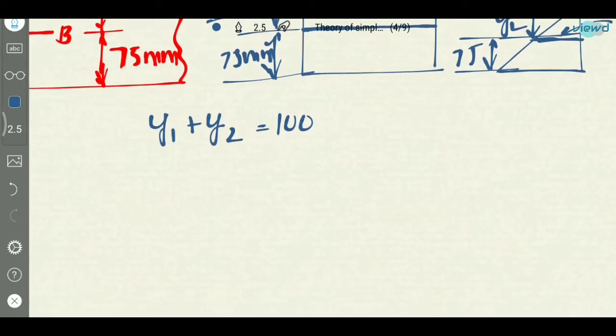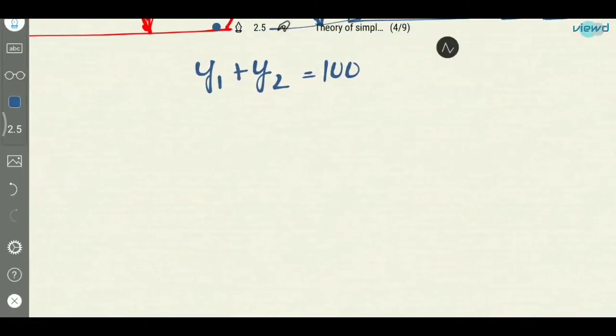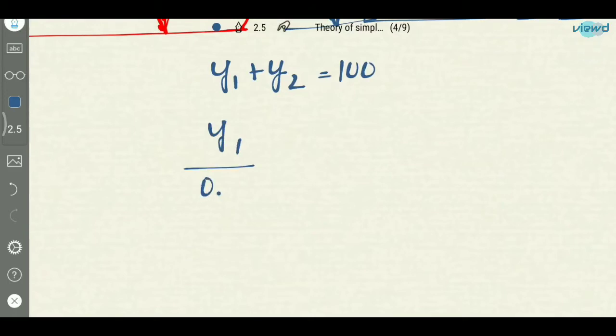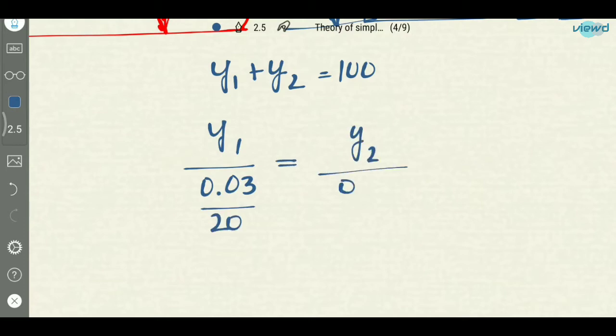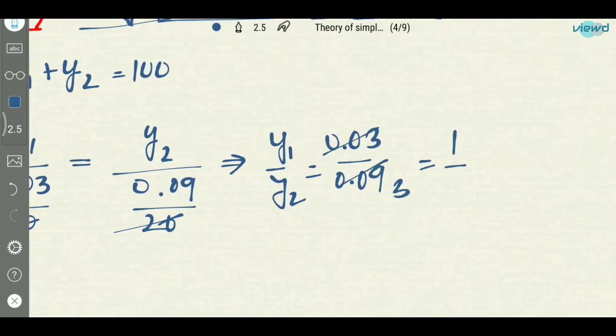And what do we know? Yeah, there are similar triangles here, this one and this one. From this we can get y1 divided by epsilon CD is equal to y2 divided by epsilon AB. So from similar triangles, y1 by epsilon CD is equal to y2 divided by epsilon AB. So 20 gets cancelled, and the remaining is y1 by y2 is equal to 0.03 divided by 0.09. This will be 1 by 3.